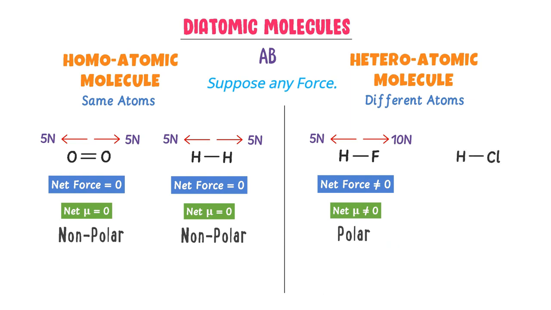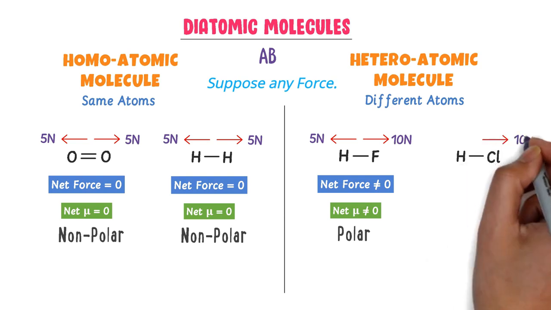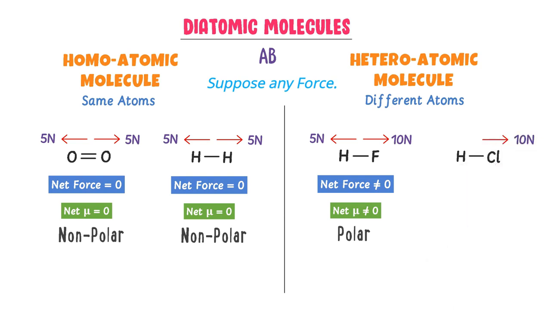Secondly, consider hydrogen chloride and its structure. Here the atoms are different. Let chlorine, being more electronegative, exert 10 Newton force in this direction, and the hydrogen atom exert 5 Newton force in the opposite direction. The net force is not 0. The net dipole moment is also not 0. Hence this molecule is a polar molecule.